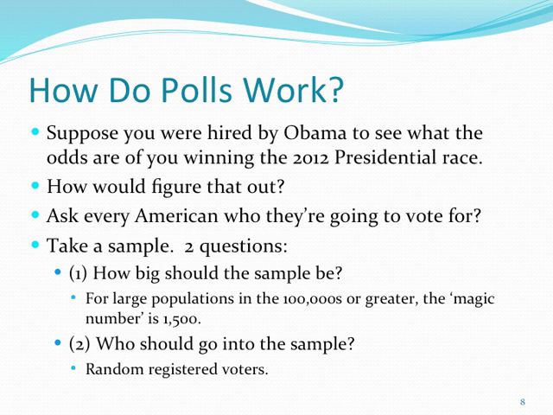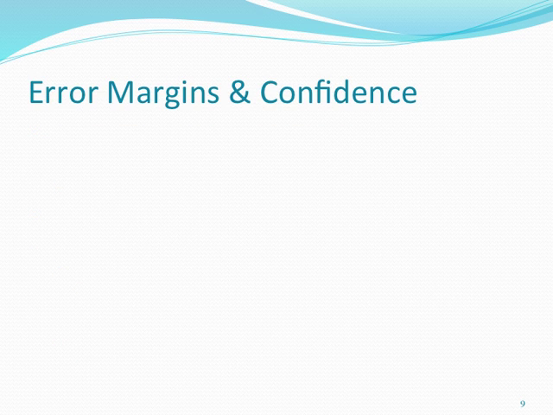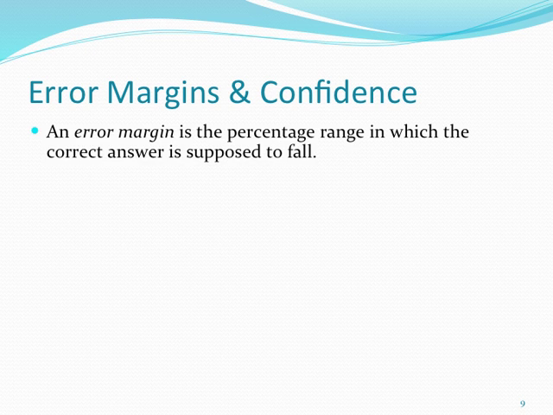Now, if you have noticed the details of polls, you would notice that there's more information than just the statistic, that 56% of people vote for Obama. There's also what's called the error margin and the confidence level. An error margin is the range that the correct or the true answer is supposed to fall within. And usually, as you might have noticed, this is represented with a plus or a minus.